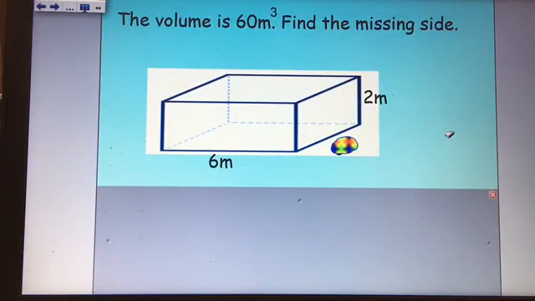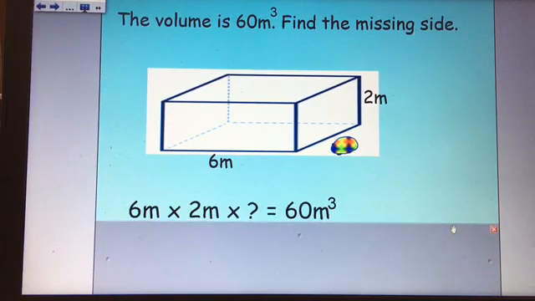Okay, next question. Press pause to have a go on your own. If you're not too sure, I'll go through it now. So it says the volume of this cuboid is 60 meters cubed. Find the missing side. So we know that 2 of the sides are 6 and 2. If we multiply 6 by 2, you should know that that makes 12. So we need to work out what you have to multiply 12 by to get to 60.